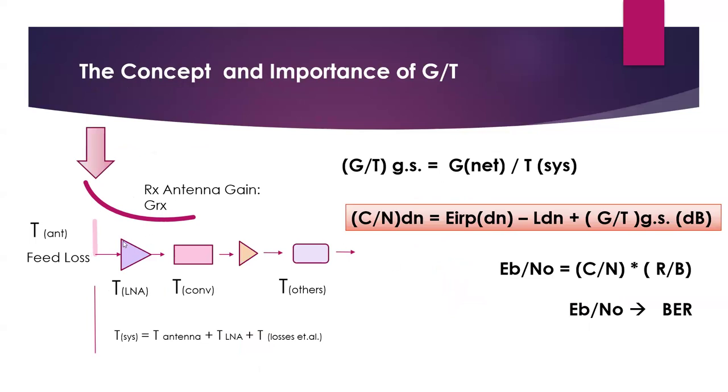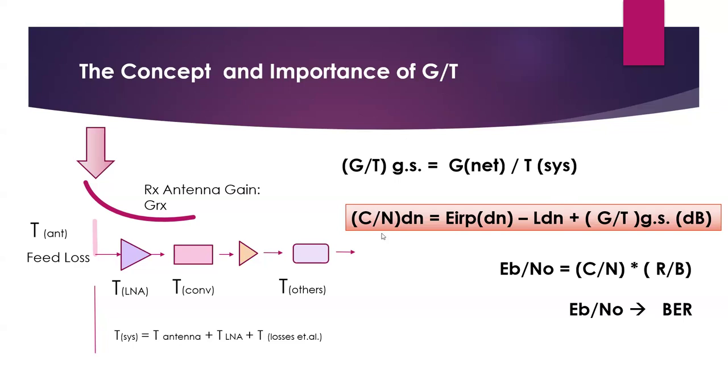And the noise temperature is a combination of sky noise and the LNA noise and the feed losses and all kinds of things. But this G over T represents the receiving characteristics of an antenna. And everybody in the SATCOM world talks about the G over T. And it's one of the specs that your customer is always going to require for any application. And why is G over T so important?